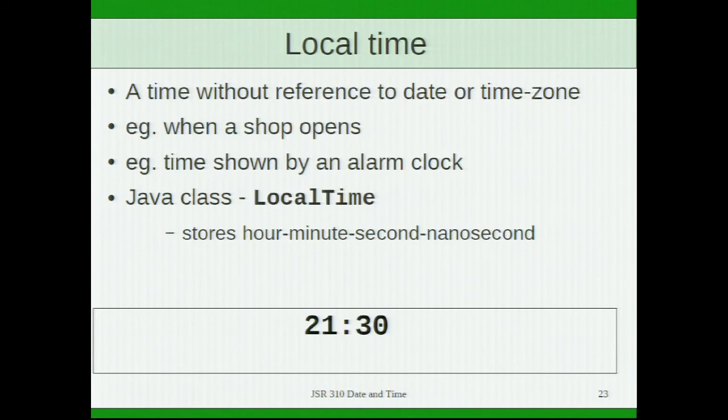We have a local time class. By analogy, it just represents the time. When does a shop open? Time shown on an alarm clock, time shown on your mobile phone. The Java class associated with this, again, just stores the time. And it stores it down to nanosecond again, but you can use it in effect for just hour and minute or more than that.